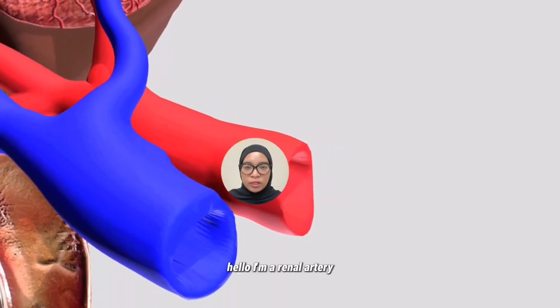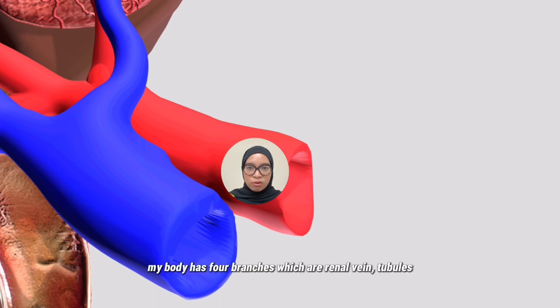Hello, I'm a renal artery. I am a large blood vessel that carries blood from the heart to the kidneys. I have two parts, left and right. My right side supplies blood to the right kidney, while my left side sends blood to the left kidney. My body has four branches, which are renal vein, tubules, glomeruli and nephrons. My right side is longer than the left one. My left side is more horizontal. Every minute, I carry half a cup of blood through the kidneys. Kidneys cannot function if I am not working, because oxygenated blood cannot pass into the kidney.